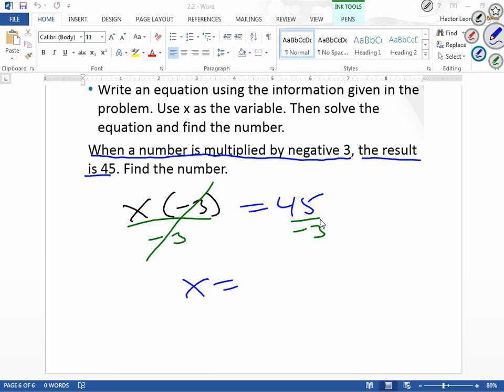45 divided by -3. Numerically, 45 divided by 3 is 15. Now when it comes to signs, positive divided by negative is -15. So there you go.